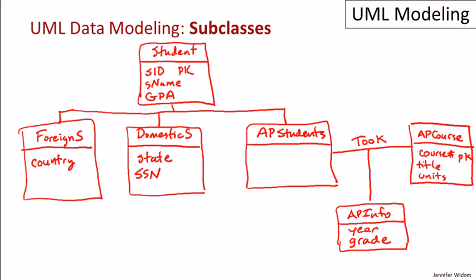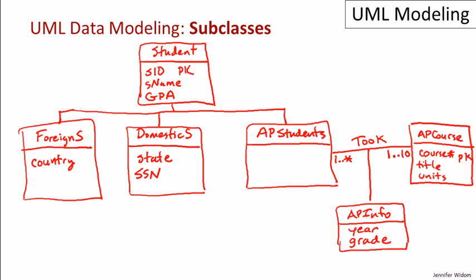And lastly, let's add some multiplicities. Let's say that AP students can take between 1 and 10 AP classes, but they have to have taken at least one to be an AP student. And let's say that every course is taken by at least one student and an arbitrary number of students.